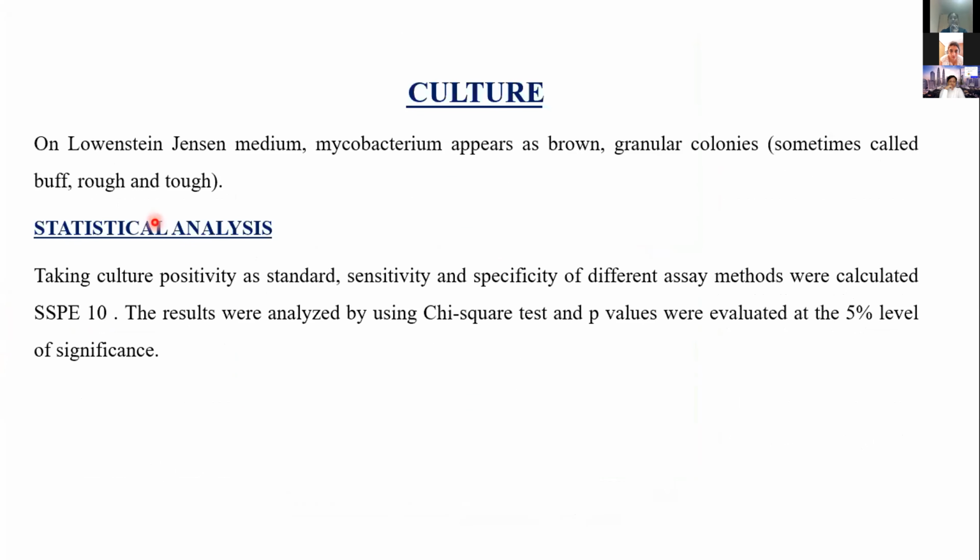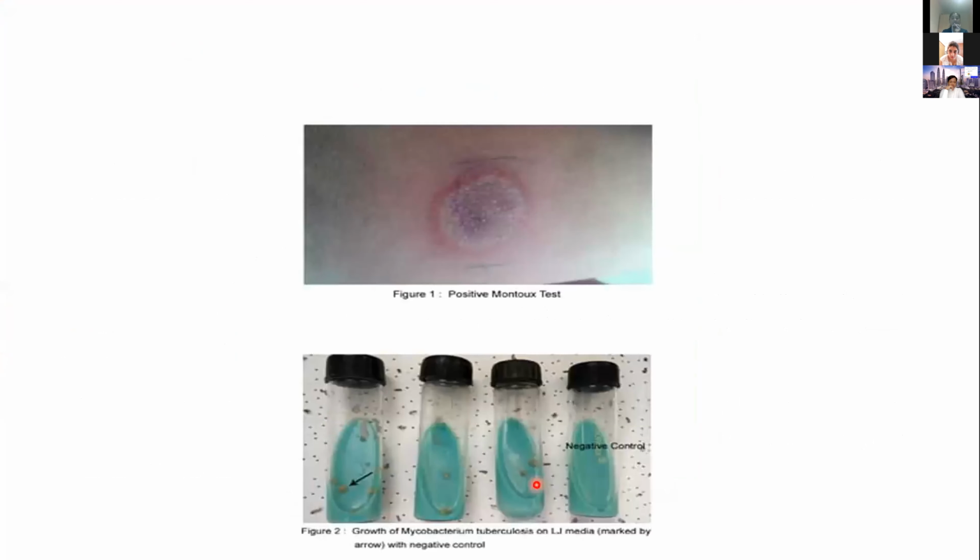The aspirate was sent to the microbiology department, and on Lowenstein-Jensen media, Mycobacterium appears as brown granular colonies, called buff, rough, and tough. So this was the culture which we performed in the microbiology lab.